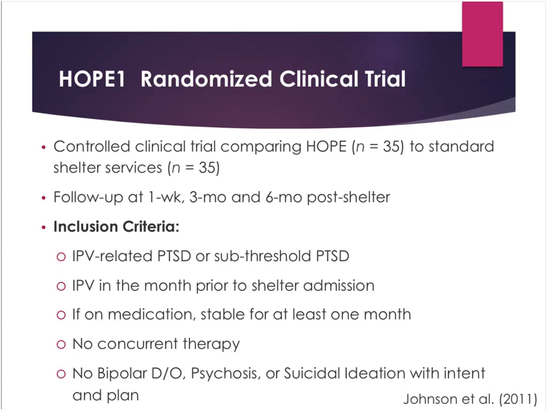Because it was a study, we had to make sure that they were stable on any medication if they were on any psychotropic medication, and that they weren't receiving any other kind of therapy. And also because women with bipolar disorder or psychosis or imminent suicidal ideation and intent might need something different than HOPE, we didn't include them because we didn't think what we were providing would be sufficient. We wanted them to get those resources from the community.